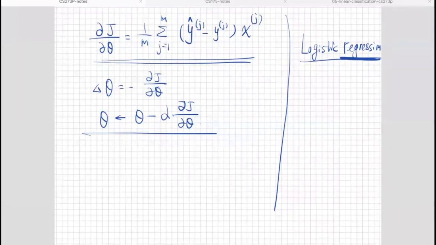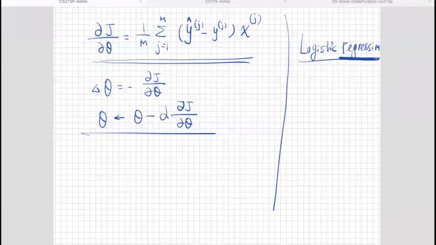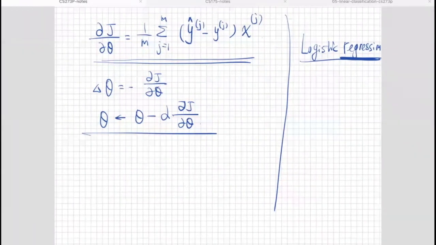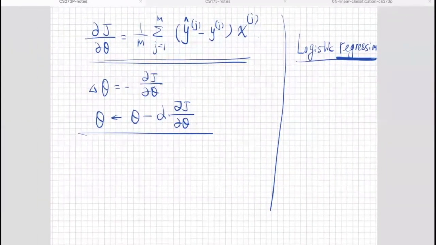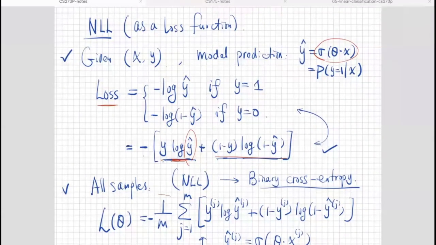All right, a couple of things I want to mention here. First of all, this loss function looks complicated. However, it's actually very similar, in some ways, to the MSE loss in linear regression. However, there are some differences here.